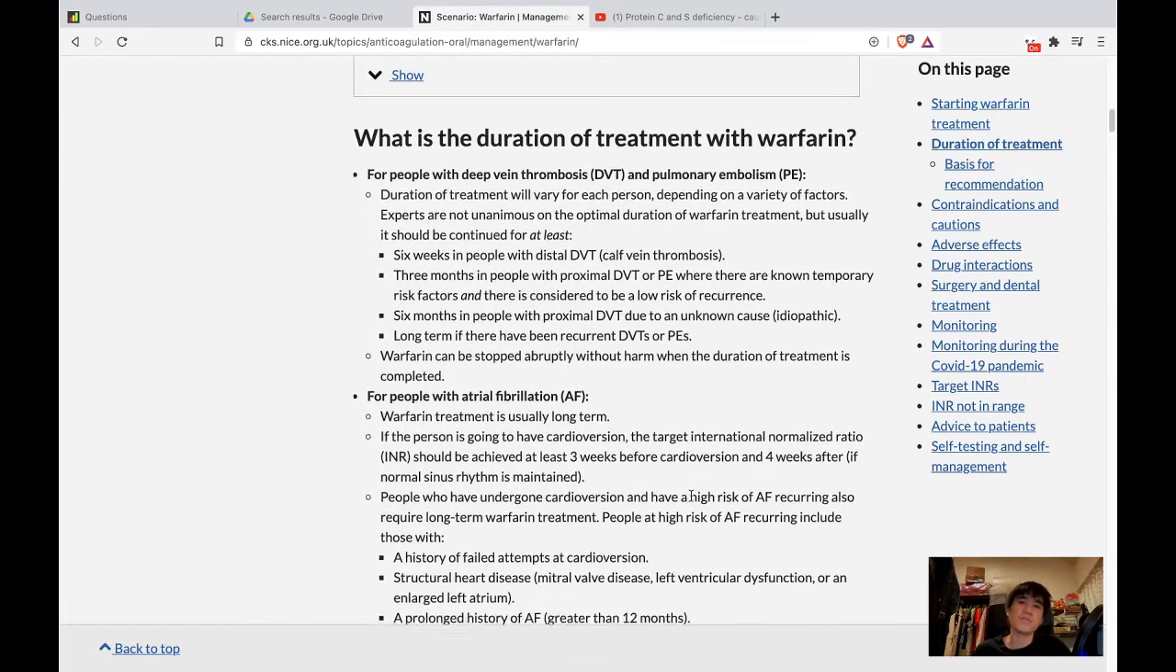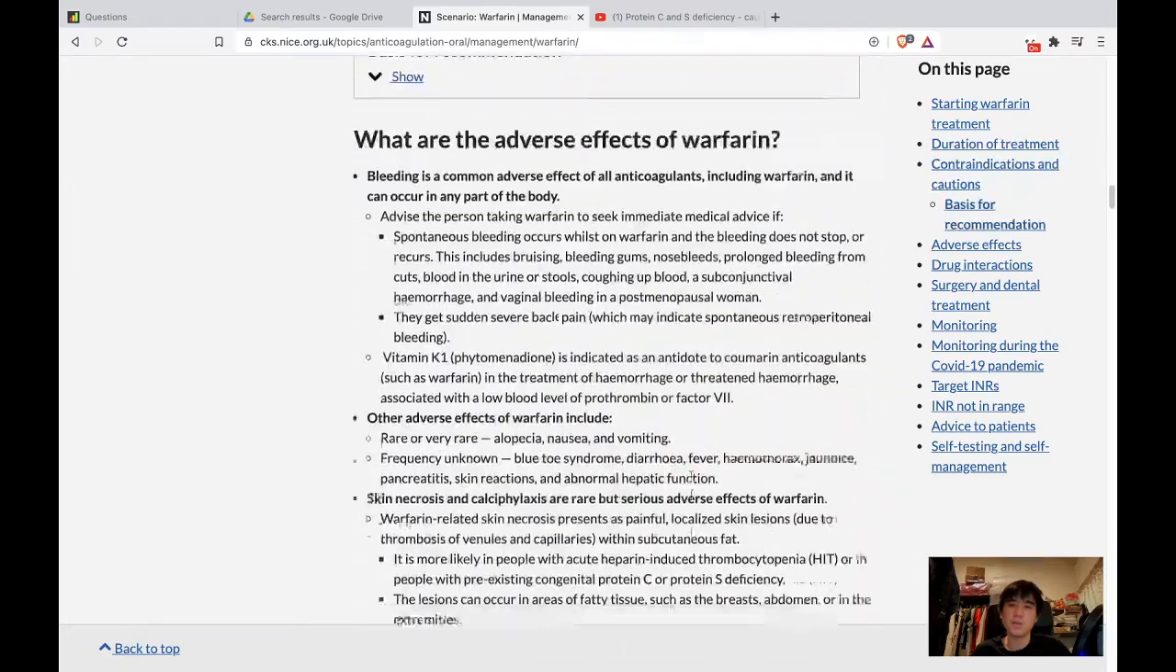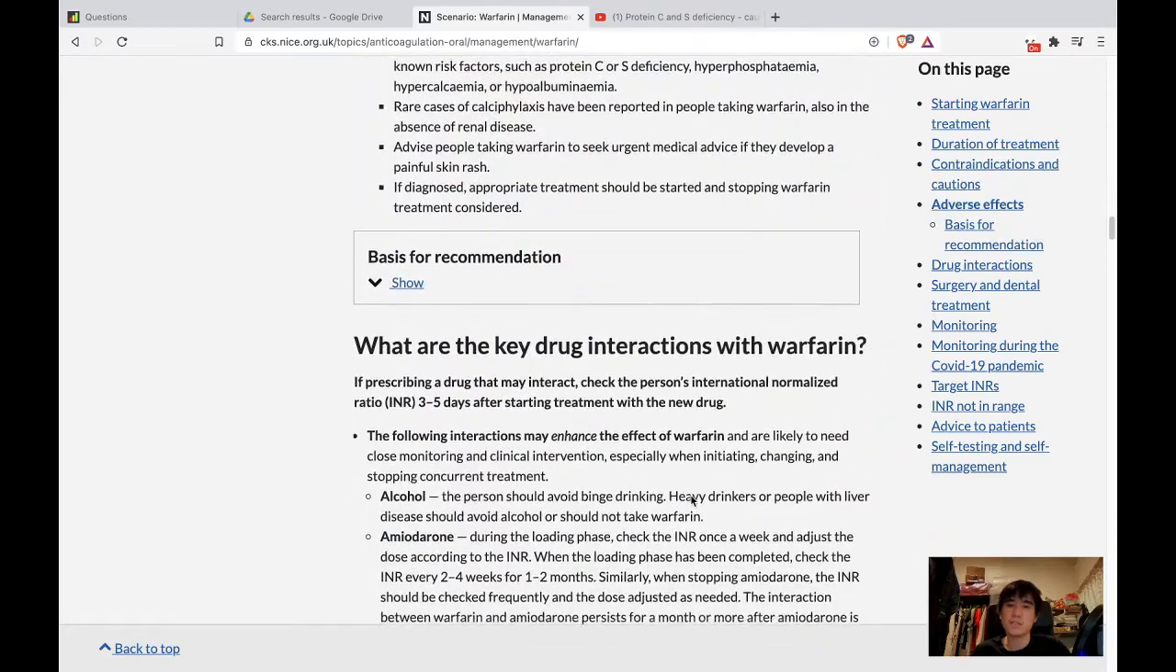What is the duration of treatment with warfarin? What are the contraindications and cautions? What are the adverse effects? What are the key drug interactions?